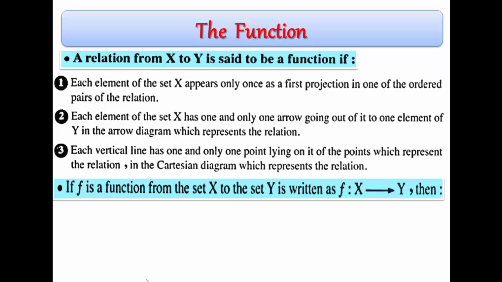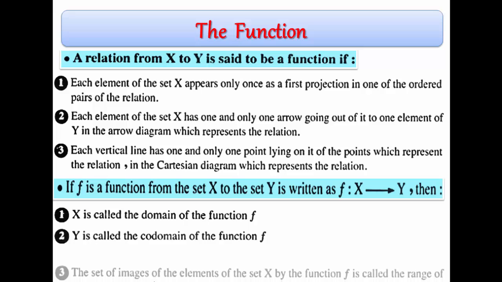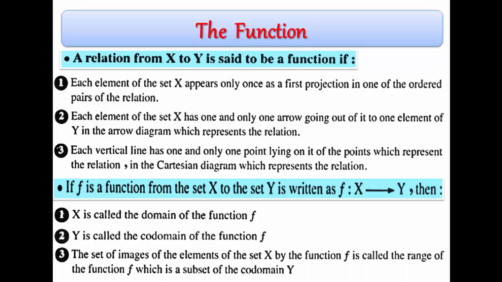If f is a function from the set x to the set y, written as f: x to y, then x is called the domain of the function f, y is called the codomain of the function f, and the last one, the set of images of the elements of the set x by the function f is called the range of the function f, which is a subset of the codomain y.